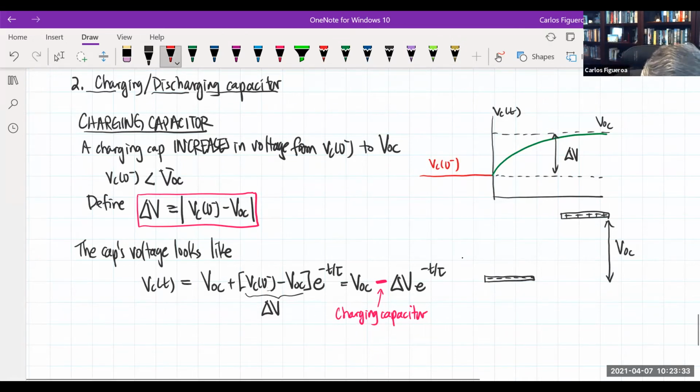Well, I have a capacitor. Here's my capacitor right here. And the capacitor is starting off from a height of what? VC of 0 minus. And so now what's it going to do? It's going to then, oh, I made a mistake here. I have an error. My bad. It's not VOC, it's V of the source.